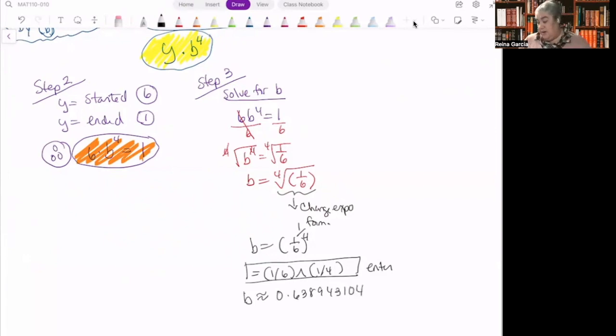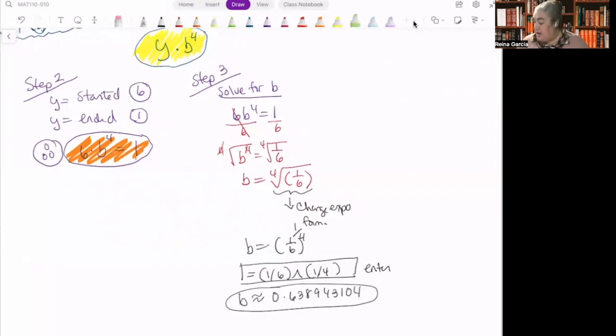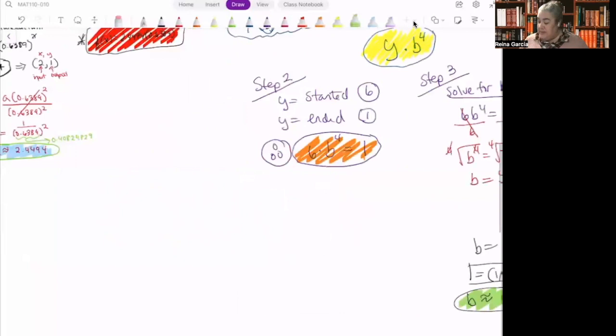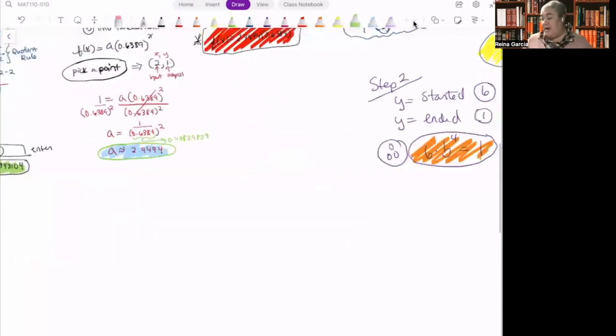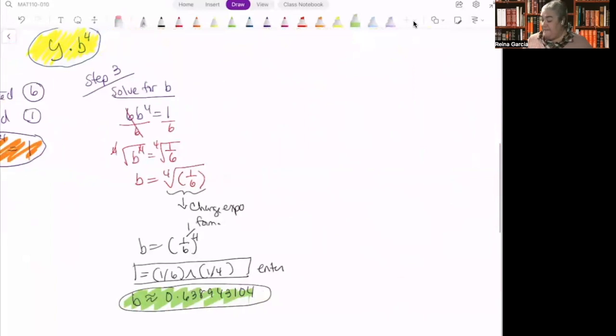0.638943104. Okay? Now, if we look at that b, I'm going to pause there for a second. We're going to highlight the b that we found in green. And I want to go back to our original method and see, what did we get for b? There it is. Look at that. Same number. So that tells us we are most definitely on the right track. Now we take this b, okay, and it only took 3 steps to get here. Now we take this b and we put it back into our equation for step 4.